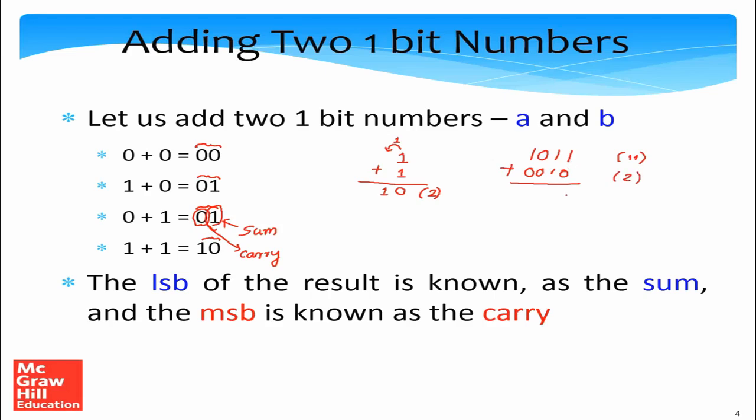So 1 plus 0 is 1. 1 plus 1 is 2. In binary, it's 1, 0. So the sum is 0 and the carry is 1. So the carry goes to the next position, this position. So 1 plus 0 is 1. And we again have 1. So what is the sum? It is 8 plus 4, 12 plus 1, 13, which is exactly what we would expect.